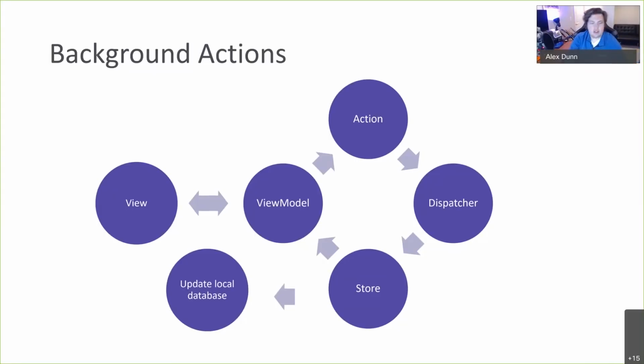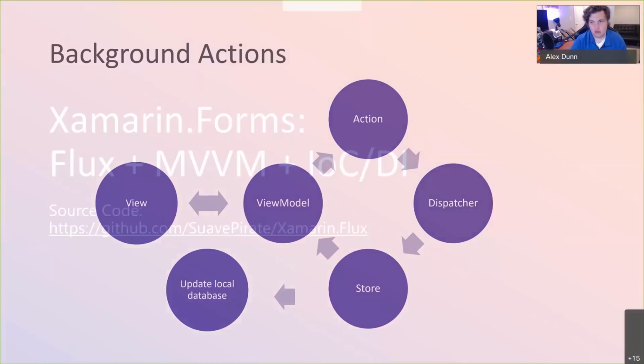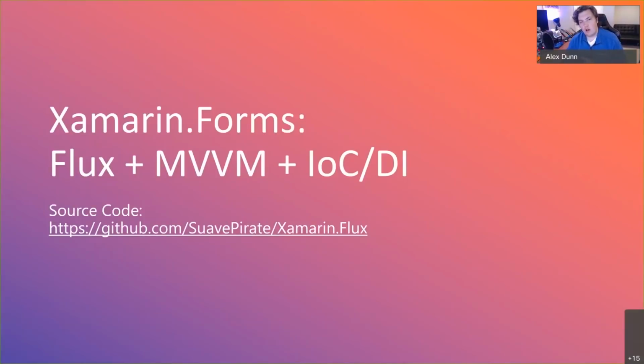So assuming that all makes sense, I hope you guys are done with block diagrams because I sure am. So let's talk about an actual demo. What I'm going to walk you through is a Xamarin.Forms app that uses Flux and MVVM, like we talked about, and also inversion of control and dependency injection. All of this stuff is on GitHub. You can go grab it from my GitHub. It's at /swabpirate/xamarin.flux if you want to follow along.